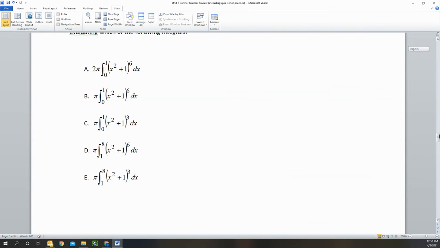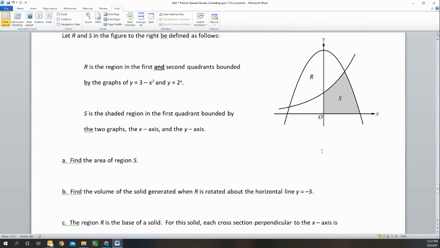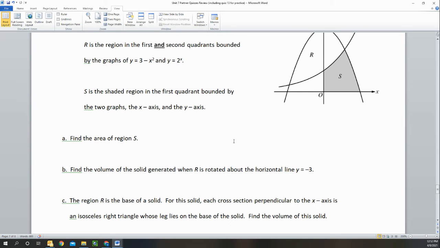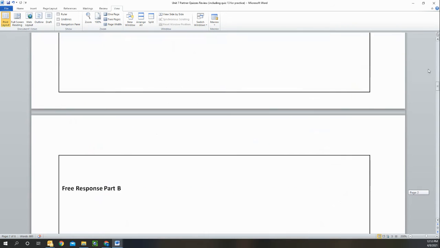If I go down to quiz 13, here it is. You'll notice you actually already answered this free response before. You had one of these on your test before, but make sure that you can do this. It's finding the area of a solid, finding the volume when you're rotated about a horizontal line, y equals -3. You've got a volume form of cross sections down here. If you have any questions on how to do any of those, ask me, or make sure that you have a partner who does know how to do them.